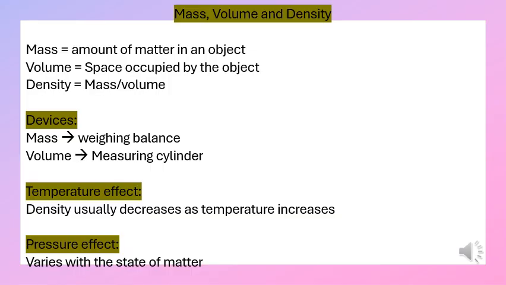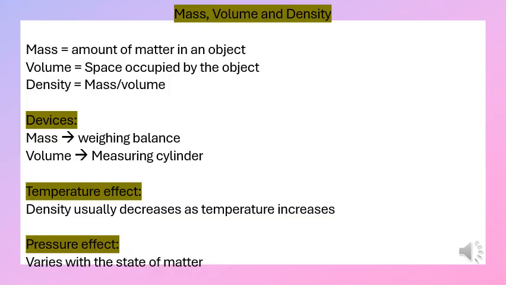Let's explore how we measure density, even when objects aren't perfectly shaped. For regular objects like cubes or cylinders, it is easy. Density is equal to mass divided by volume. But what about irregular objects like a rock or a key?